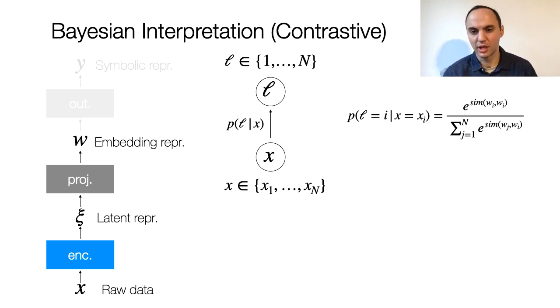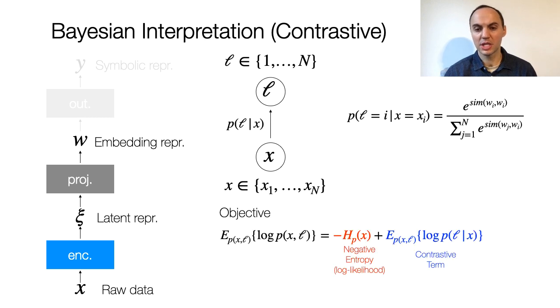If we are considering document xi, we want the indicator variable to have higher mass in the corresponding index, so the corresponding training example. This can be done by defining the following density, where we use a similarity score between the embeddings of our images. Now, the data log likelihood can be expressed in the following form. We have a red term, the negative entropy, and a blue term, which we call the contrastive term.